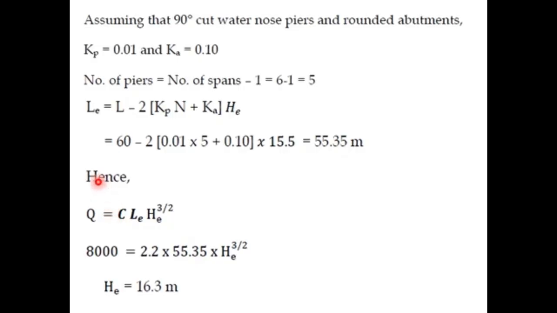Hence we go back to the calculation, Q is equal to C LE HE to the power of 3 by 2, where Q is known as 8000, C is 2.2, and LE is calculated. Again we can calculate the value of HE, which is 16.3. In the previous trial we got 15.5, now we got 16.3. So we can go on doing the trials till these two values are the same.